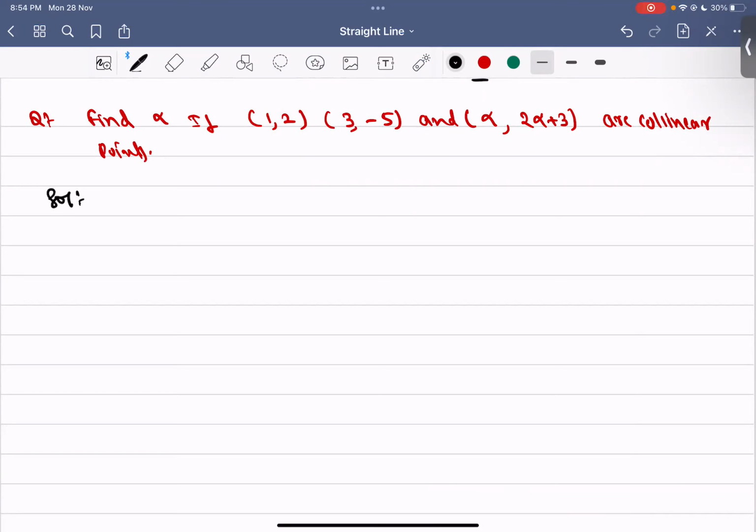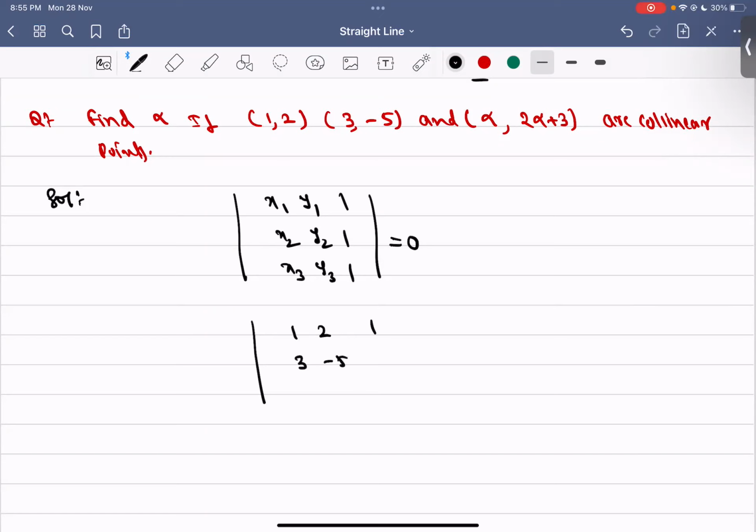Now what we do is, if you impose the determinant equal to 0 condition, then delta is equal to 0. This is the condition: x1 y1 1, x2 y2 1, x3 y3 1. This must be equal to 0. So here, 1 2 1, next 3 -5 1, and alpha, 2 alpha + 3, 1. This must be equal to 0.